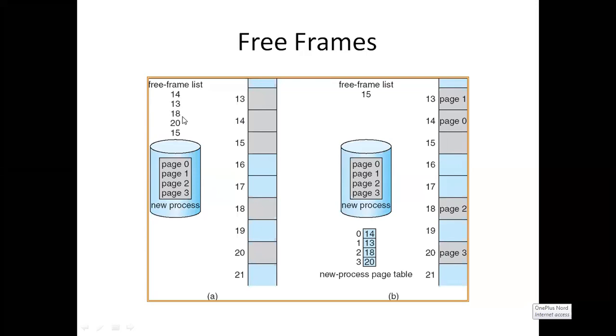14, 13, 18, 20, 15. So these are the free frames available. Total 5 free frames are available. We need to keep 4 pages so that the entire process is in the main memory. Why? Because 5 free frames are available and 4 pages are there in the new process. Frame means main memory partitions, and pages mean process partitions.